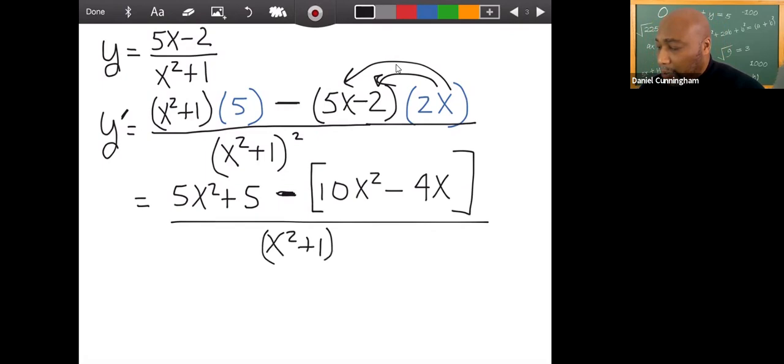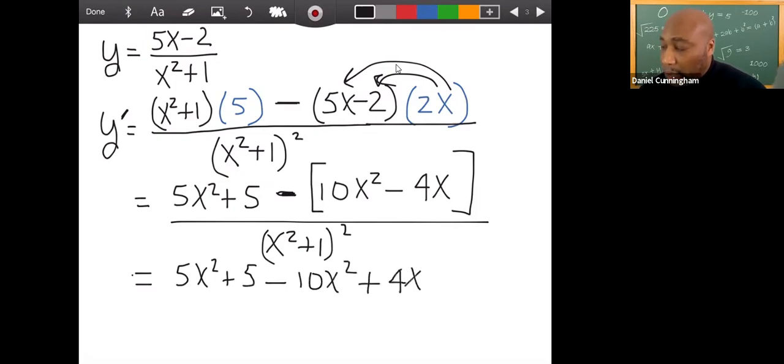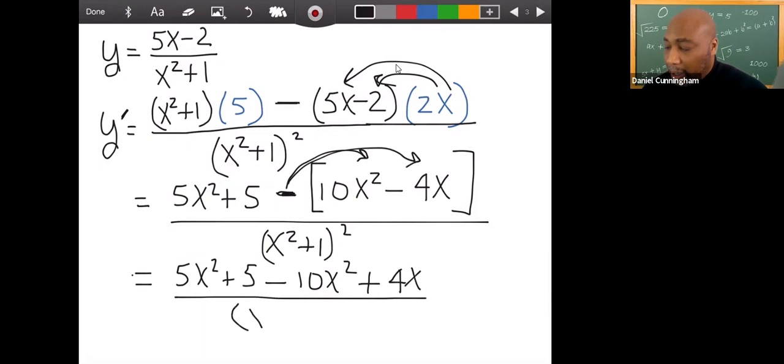Now, again, I'm going to simplify this numerator. Now this gives me 5x squared plus 5 minus 10x squared plus 4x. We're distributing this negative to each. And all that's divided by x squared plus 1 squared.